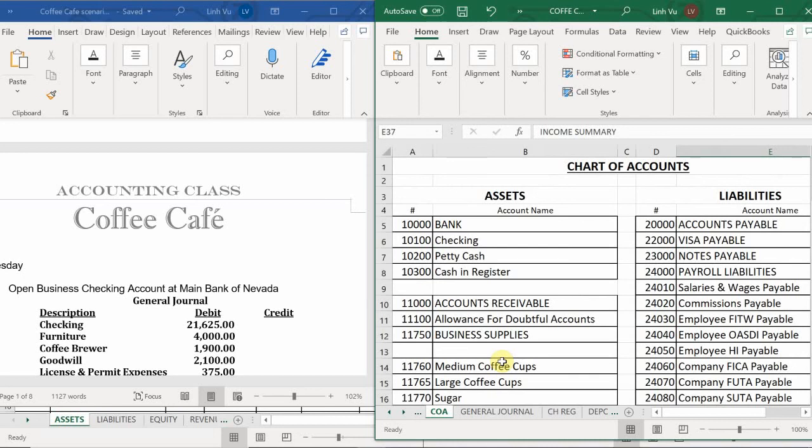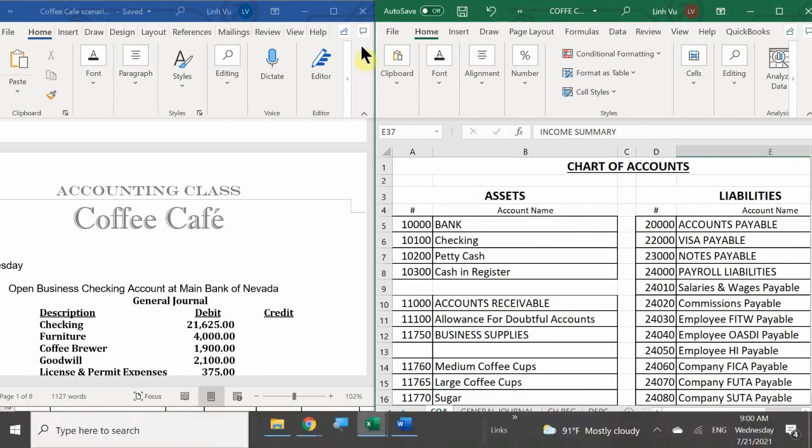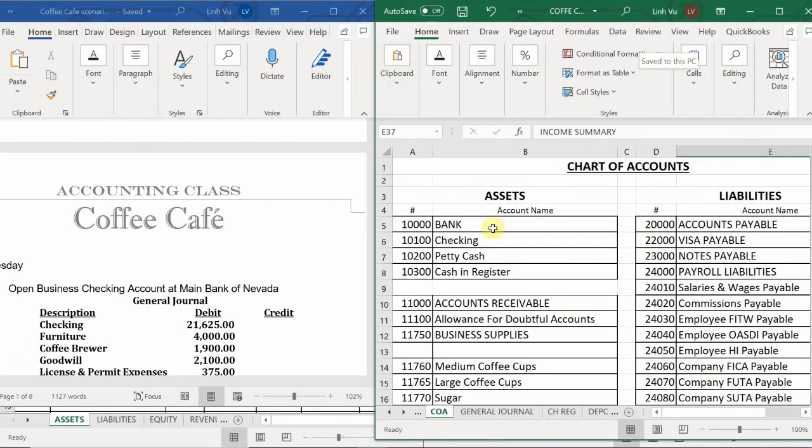So now that we went over step 1 and step 2, step 3 and 4 is to determine what accounts are going to be affected and how we're going to use them. Step 5 is using the debit and credit system. So let's take a look here. Do I have a checking account? Yes. Account number 10100.